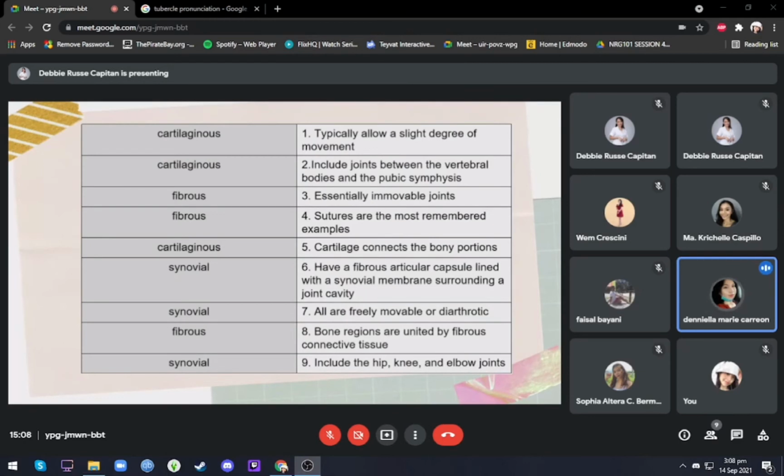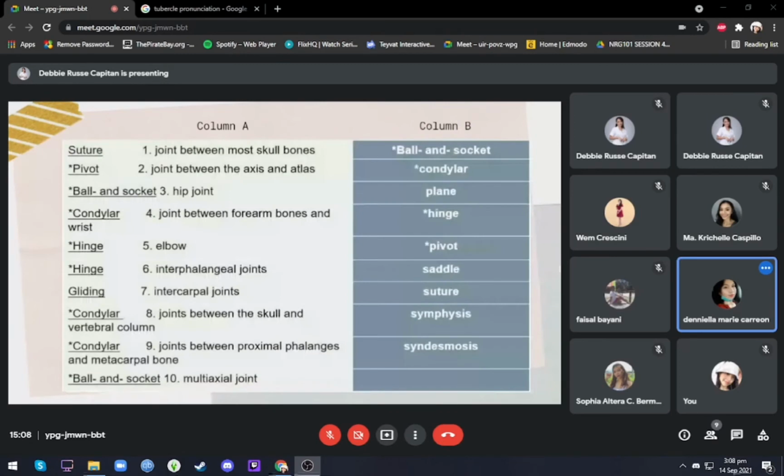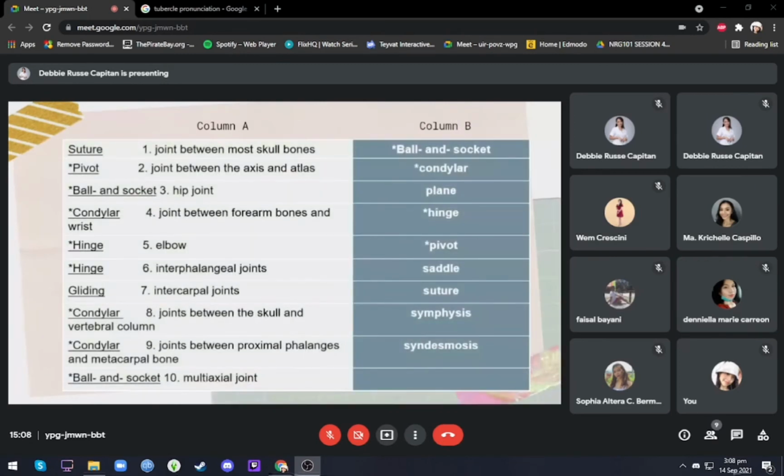So I'm passing the floor to Miss Maria Cristiel Castillo. I am Maria Cristiel Castillo. I will be reporting on joints and body movements, which is the matching type.